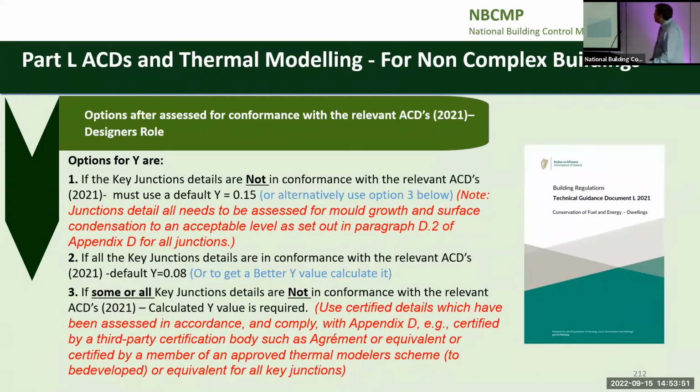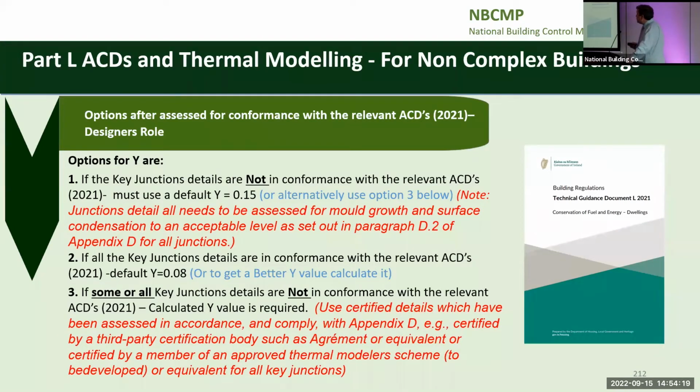So, options for a Y value. If the key junctions detailed are not in conformance with the relevant ACDs 2021 or 2011, you must use the default value of 0.15, or alternatively use option 3 below, but you must calculate your mold growth and surface condensation risk in accordance with paragraph D2 of Appendix D in Part L.